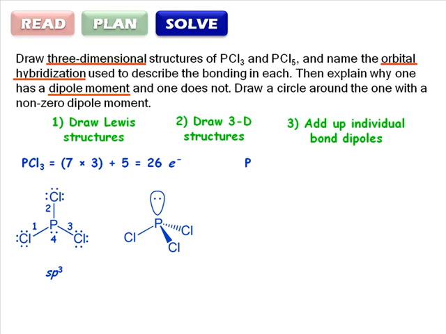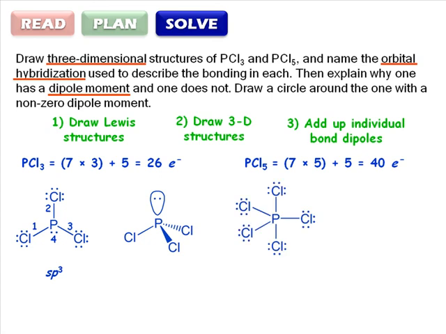For PCl5, there are 5 chlorine atoms with 7 electrons each, and 1 phosphorus atom with 5 electrons, for a total of 40 electrons. By connecting all the chlorine atoms to the central phosphorus atom, and placing the remaining 30 electrons as lone pairs around the chlorine atoms, we get a Lewis structure that looks something like this. It has 5 bonding electron domains, which means a trigonal bipyramidal geometry, and an sp3d hybridized central atom.